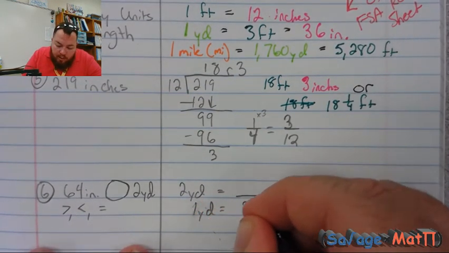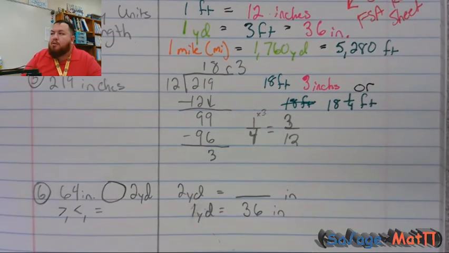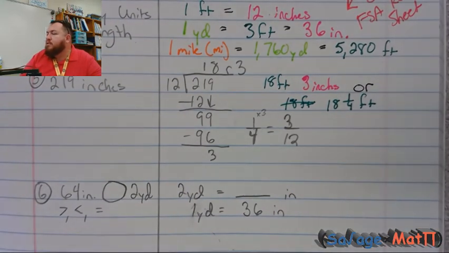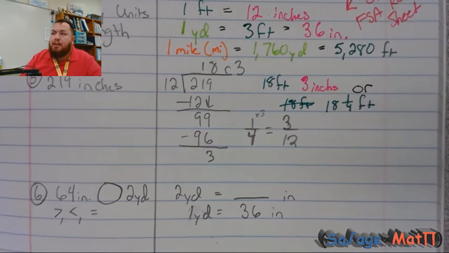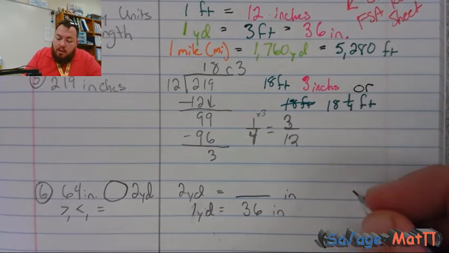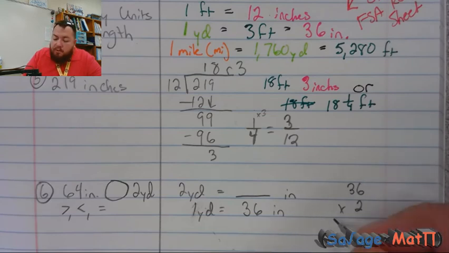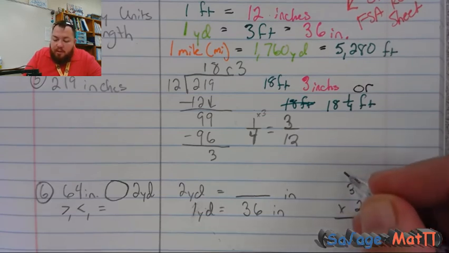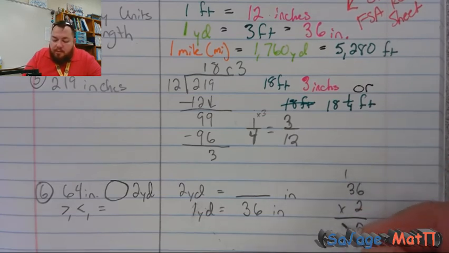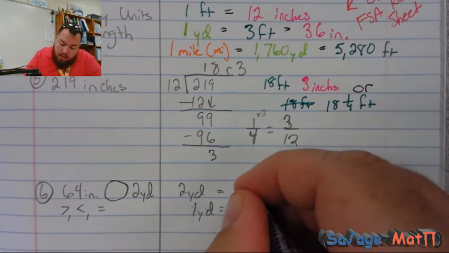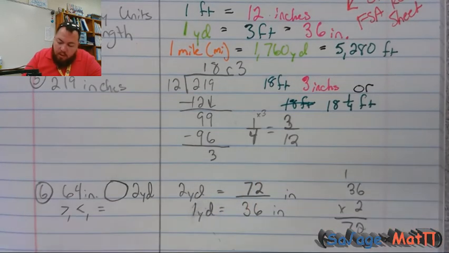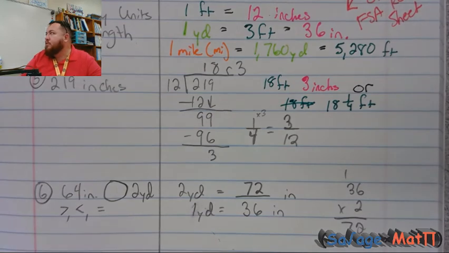Because look, guys, 1 yard equals 36 inches. So if 1 yard equals 36 inches, how many does 2 equal, Abby? You have to multiply 36 times 2. 2 times 6 is 12. 2 times 3 is 6 plus 1 is 7, so 72. So 2 yards is equivalent to 72 inches.